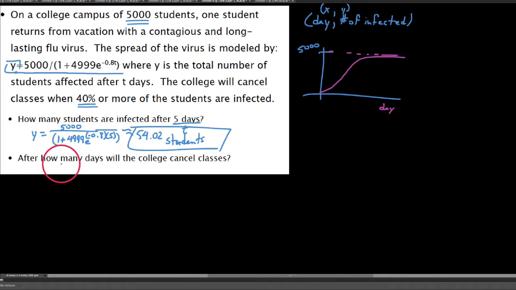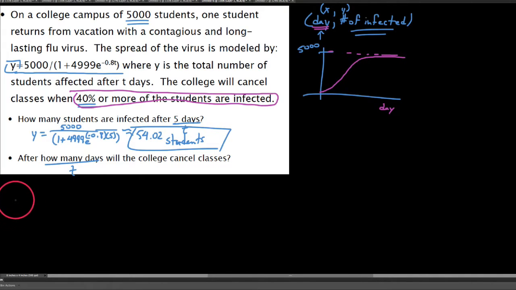Now here comes this question: after how many days will we cancel college classes? The weird thing here is, remember, if I want to find the number of infected, I need to know the number of days, and that was what we just did. Now I'm trying to find the number of days, and I need to know the number of infected before I can tell you this. So the key to this problem is this statement right here. It says when 40% or more of the students are infected.